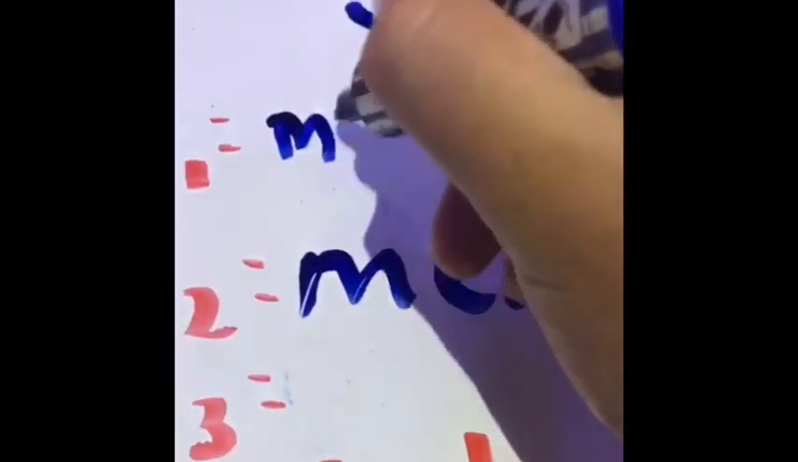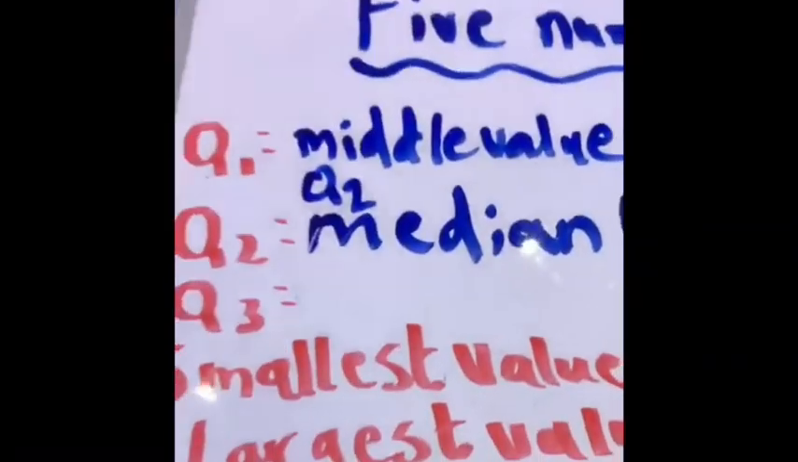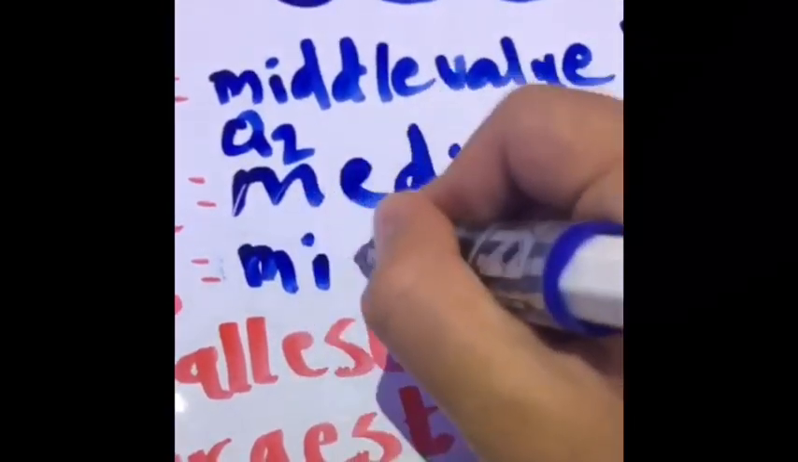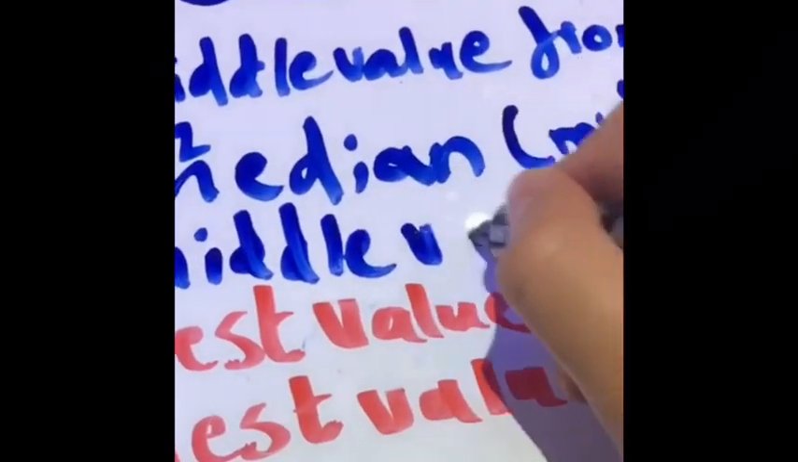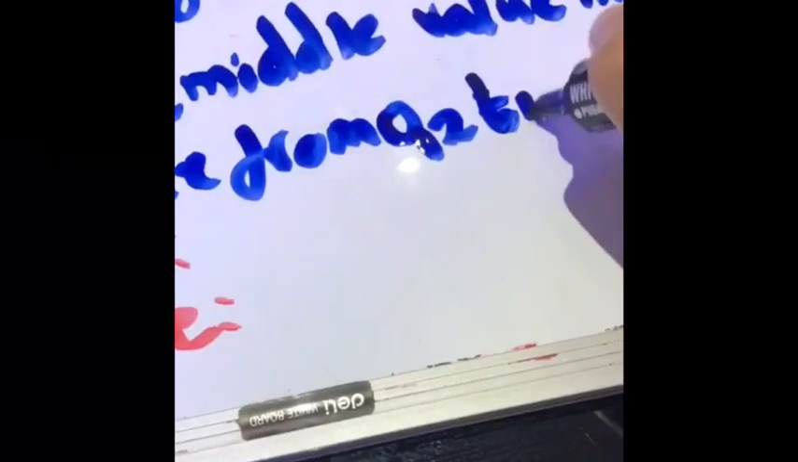So Q1 is the middle value from the smallest till Q2. And what is Q3? Q3 is the middle value from Q2 till the largest value.